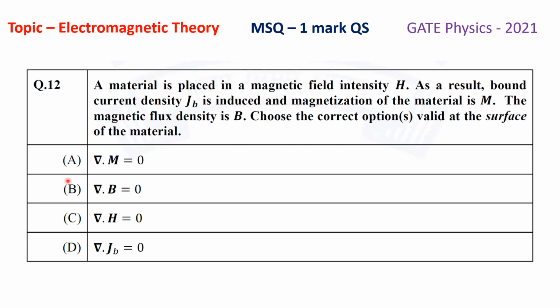Option A is divergence of M equals 0. Option B, divergence of B equals 0. Option C, divergence of H equals 0. And the last option, option D, divergence of Jb equals 0. Now, as this is an MSQ, it is possible to have multiple options correct. We'll check each and every option one by one. Let us see the solution part now.